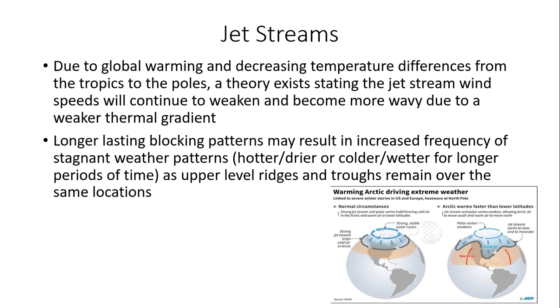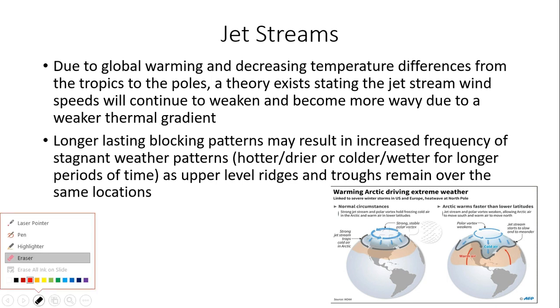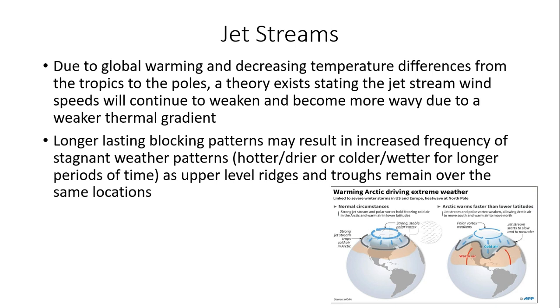What could this possibly result in? This could result in the jet stream wind speeds continuing to weaken. When we have a jet stream which has weaker wind speeds, the jet stream becomes more wavy due to a weaker thermal gradient. And what do I mean by the term wavy? Let me show you. Here's an example of a wavy jet stream. We get a trough, we get a big ridge, we get a trough, we get a ridge, and so on. That's a wavy jet stream right there.